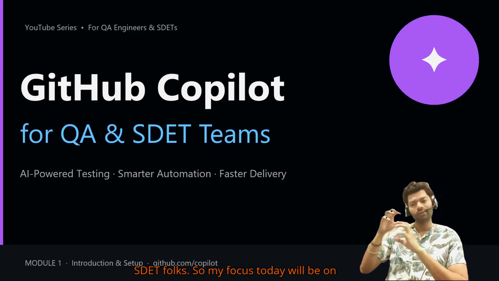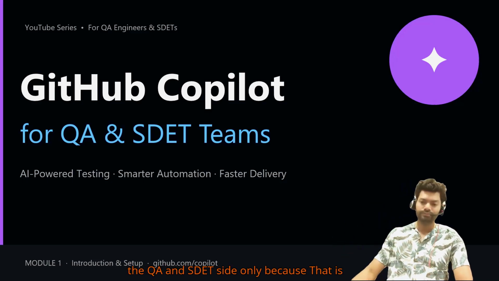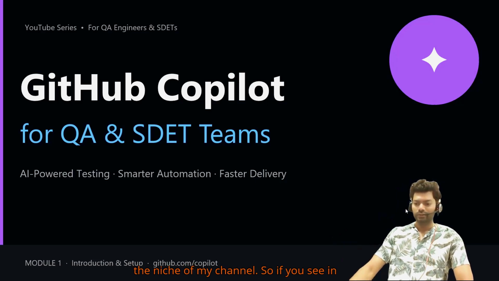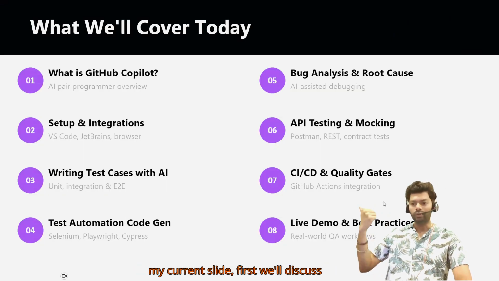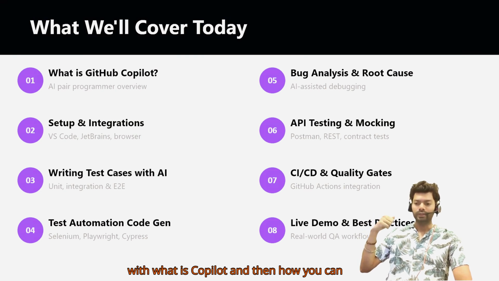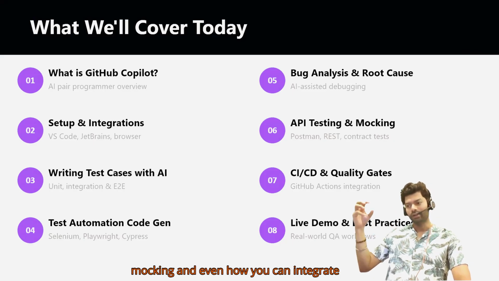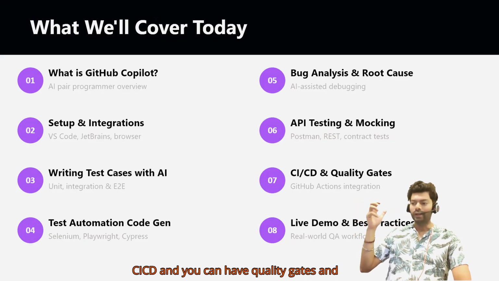So my focus today will be on the QA and SDET side only because that is the niche of my channel. If you see my current slide, first I'll discuss what Copilot is, and then how you can do setup and write your test cases with AI, how you can generate test automation code, how you can even do bug analysis and root cause, how we can do API testing and mocking, and even how you can integrate CI/CD and have quality gates. And then at the end we will start with a live demo.